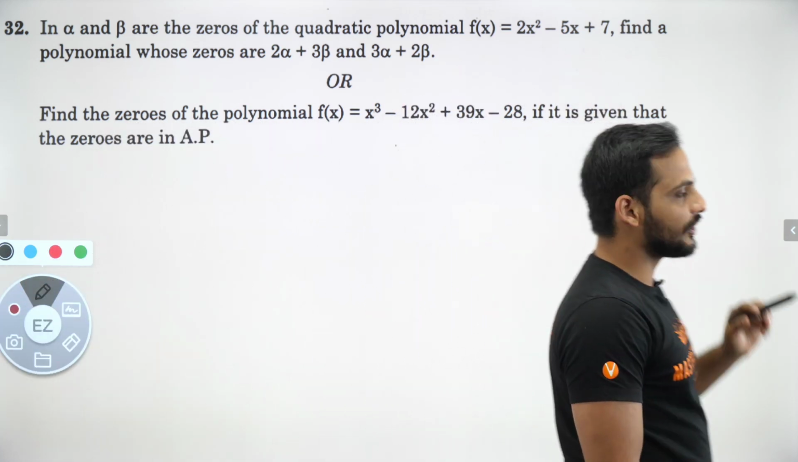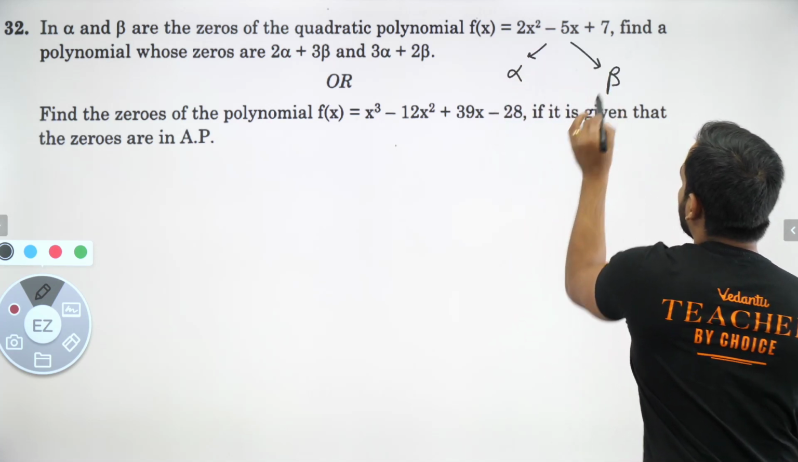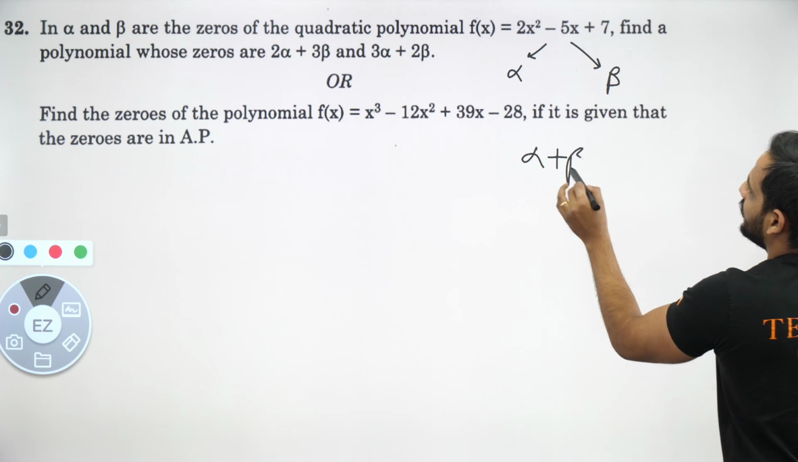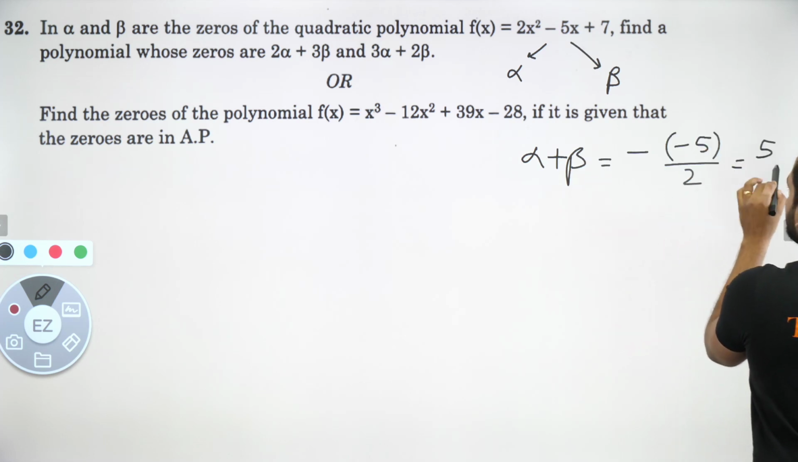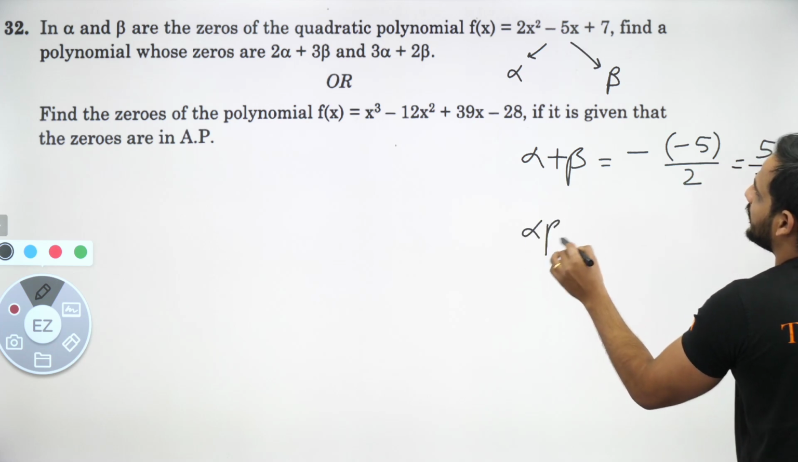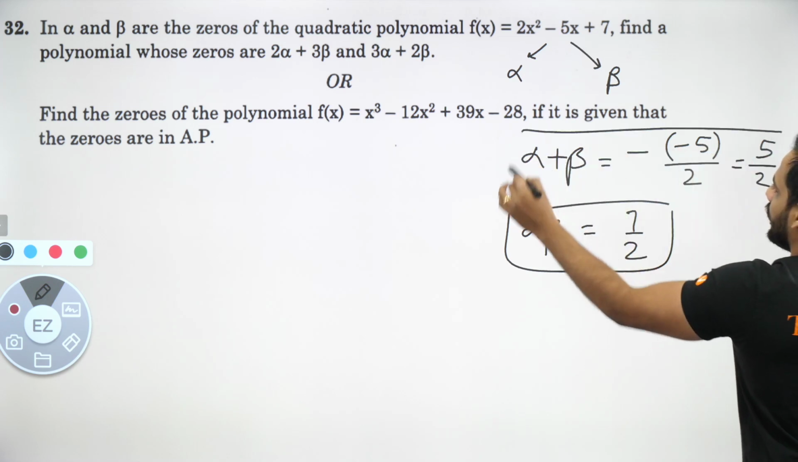First thing, this polynomial is given. Let us say its roots are alpha and beta. So the value of alpha plus beta will be equal to minus of minus 5 divided by 2, which is 5 by 2, and alpha into beta will be equal to 7 by 2. Okay? Both the values you have got here.